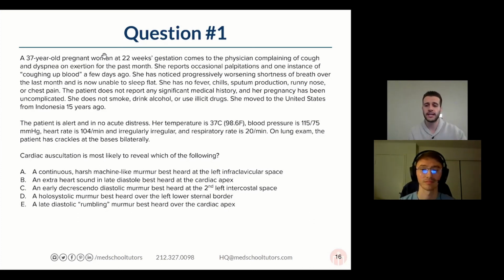It's hard for that to work in the setting of having a stenotic valve. And so that's kind of the approach. That's the way to think about it. Kind of go through each of the answer choices and figure it out from there.